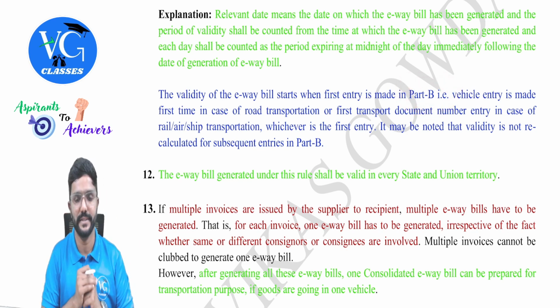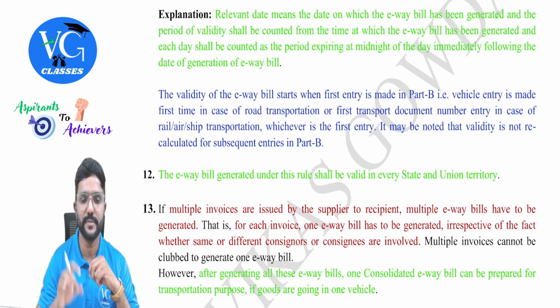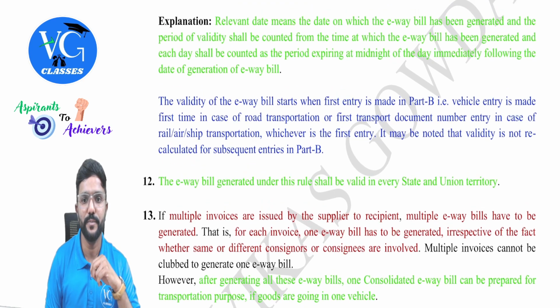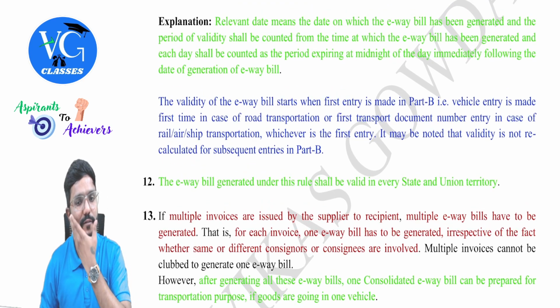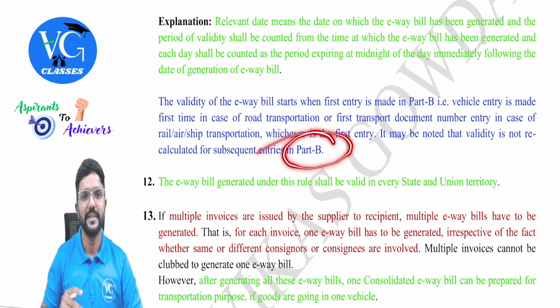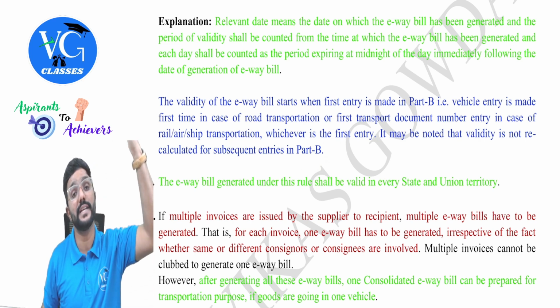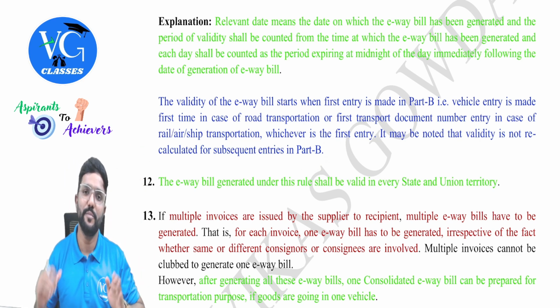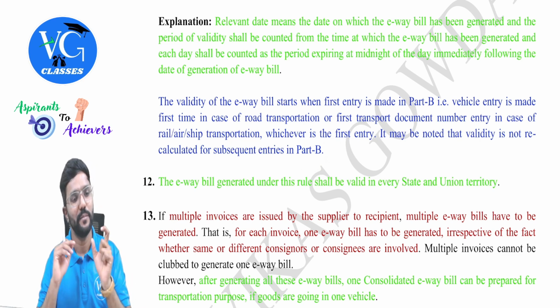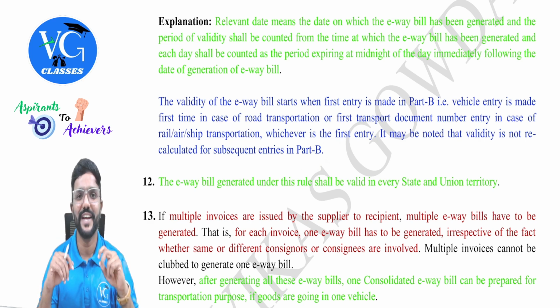of next day, guys. That is, vehicle entry is made first time in case of road transportation, or first transport document number entry in case of rail, air, ship transportation, whichever is the first entry. It may be noted that the validity is not recalculated for the subsequent entries in part B. Sir, if there is any change of vehicles or conveyance, will the validity period get extended? No, no, no. You may change the vehicles any number of times, but the validity period remains the same for all vehicles put together.